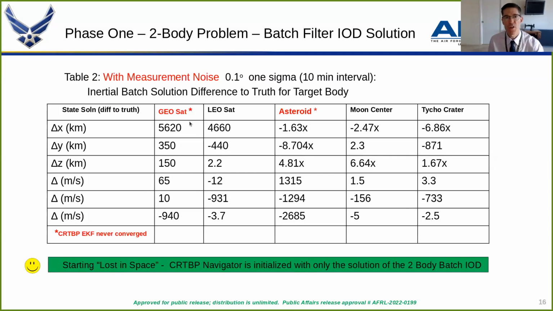Again, we do it with measurement noise, same with the 1 sigma error, 10-minute intervals. And we do the initial batch solution difference to truth, but then just the geo and the asteroid navigator objects all diverge. But looking at the LEO satellite, the Moon Center, and the Tycho Crater, all of those converged. It took a while, something on the order of 35 days, but they still converged. And so I call that a happy result. And so it works, at least in this study.